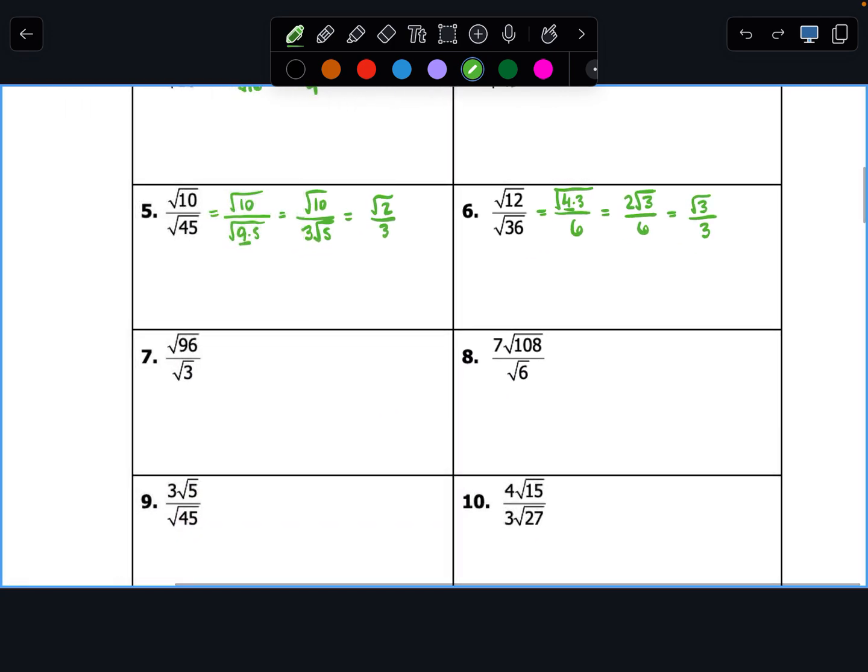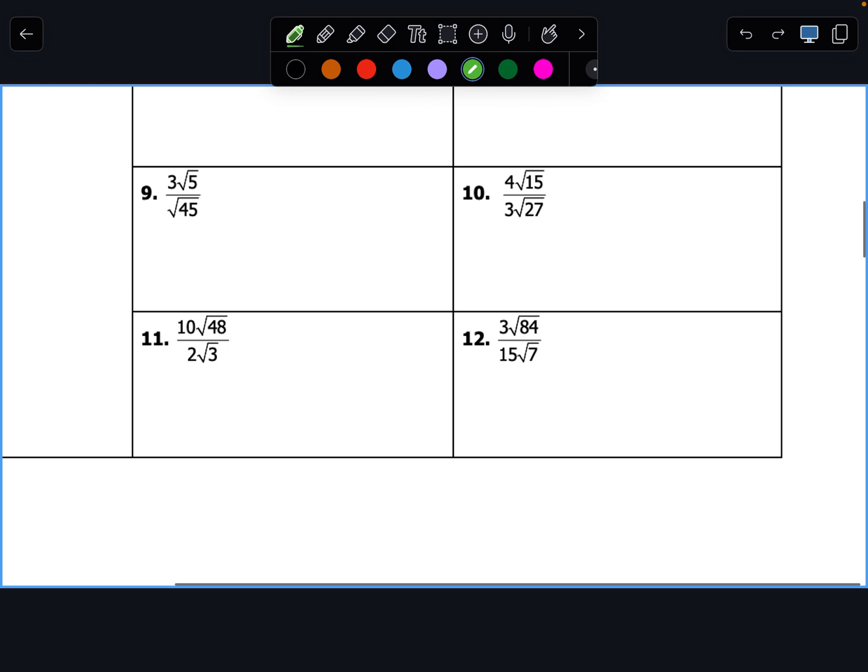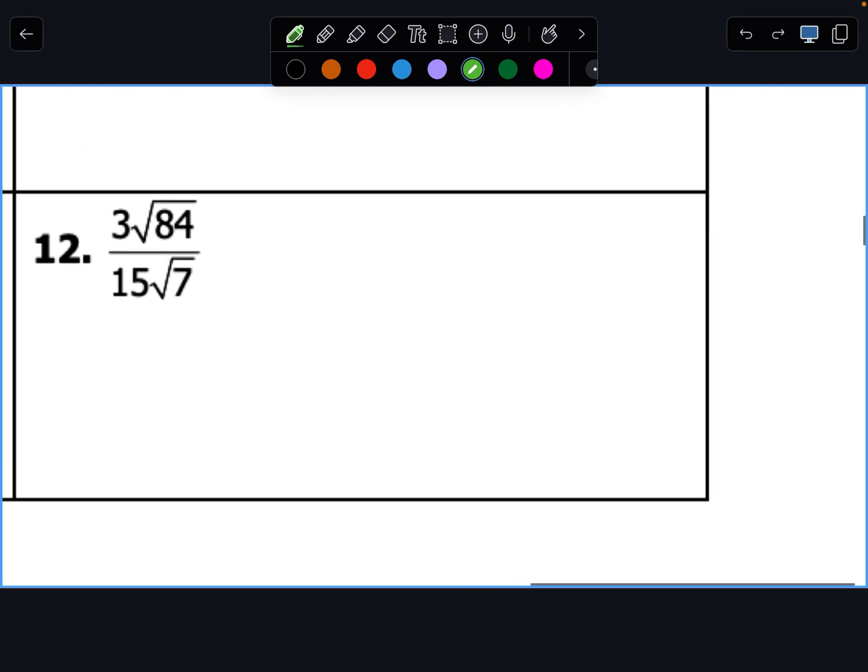Let's go down to 12, and then we'll move on to the next page.